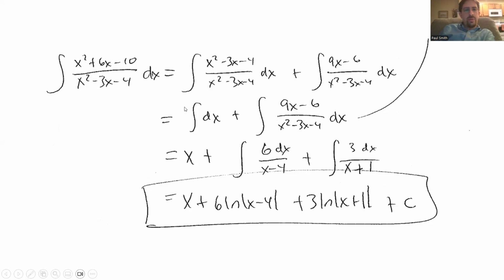So as you can see, when I decompose it, I get the integral of dx. That's the first part, the x squared minus 3x minus 4 over itself. And then I've decomposed the other part to 6dx over x minus 4 and 3dx over x plus 1. When I integrate dx, I get an x. When I integrate the other two parts, I get 6 natural log of absolute value of x minus 4 plus 3 natural log of absolute value of x plus 1 plus c.